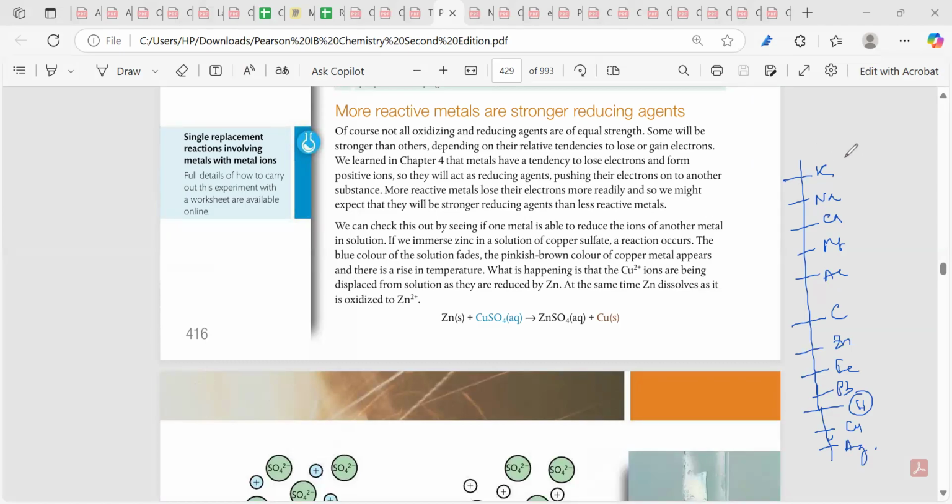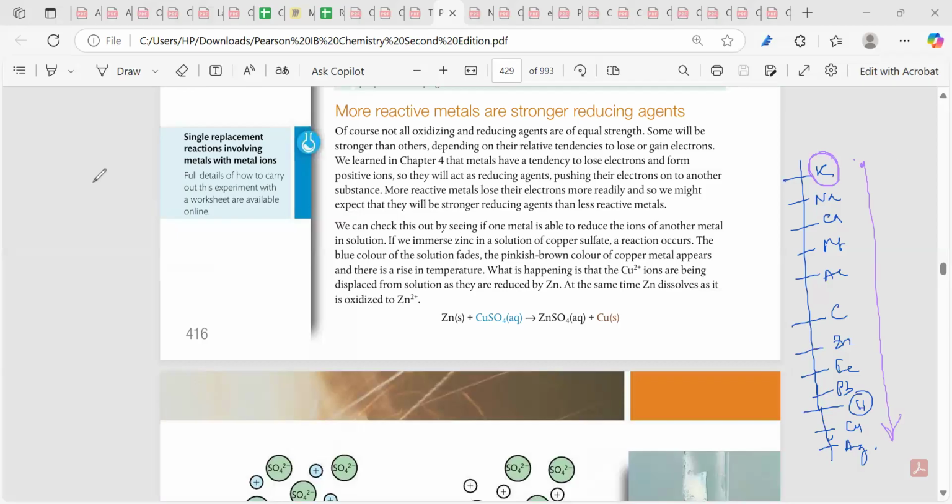Now we know what the reactivity series tells you. The more reactive metals, potassium being the most reactive, and as we go from top to bottom, the reactivity decreases, right? Is it clear? Understood this thing?